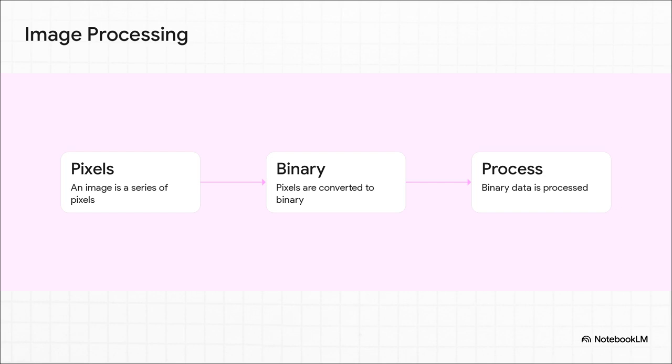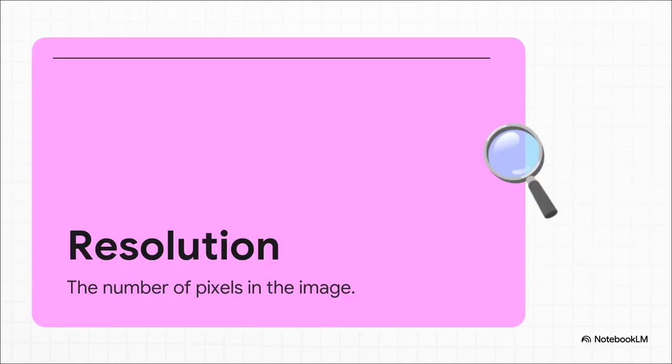Second, the specific color of every single one of those tiles is converted into binary code. And finally, just like our sound waves, that massive grid of binary data is processed by the computer to display the photo on your screen. Now, just like with audio, we have a way to measure the detail of this translation. For images, we use resolution. In a visual context, resolution is defined as the total number of pixels in the image. The more pixels you have, the tighter the grid and the sharper the detail.